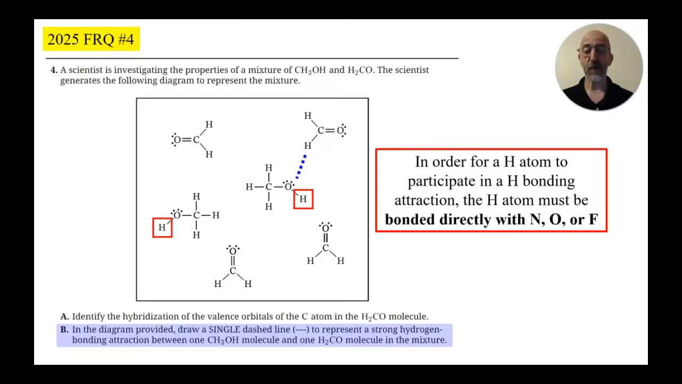Now, the other atom, which is the hydrogen bonding acceptor, that atom, nitrogen, oxygen, or fluorine, does not need to be directly bonded to hydrogen. So looking at the H2CO molecule, it's fine to use that oxygen, but the hydrogen is directly bonded to carbon, so that's the problem. So in this diagram, I have put red squares around the only two hydrogen atoms that can participate as a hydrogen bond donor in this interaction.